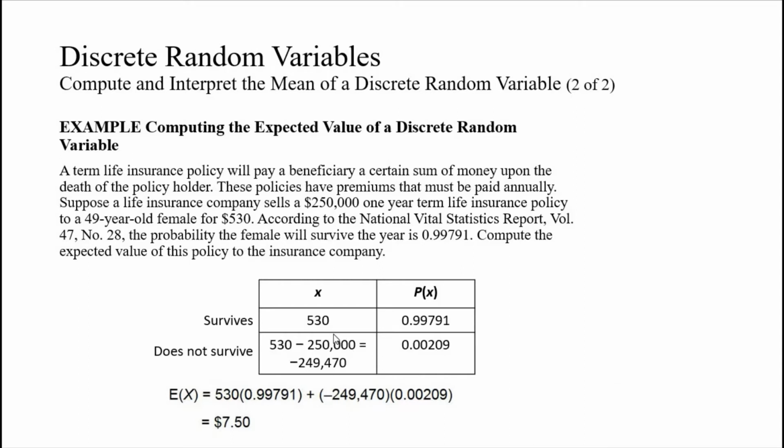The expected value we compute by multiplying the variable by the probability and adding everything up. So we will get $7.50. So we say that if the female survives, then the company will make $530. And if the female doesn't survive, the company pays out the claim. So in this case, we expect the insurance company to make $7.50 out of that policy.